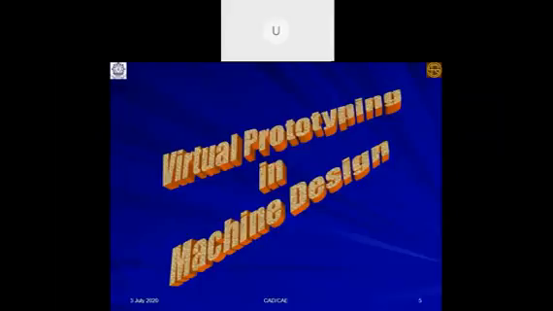So first I would like to tell today what virtual prototyping is, what the scope of that is, and what things you can do using this particular concept of virtual prototyping. The example I will take is in respect of product design, and more specifically the machine design problem.